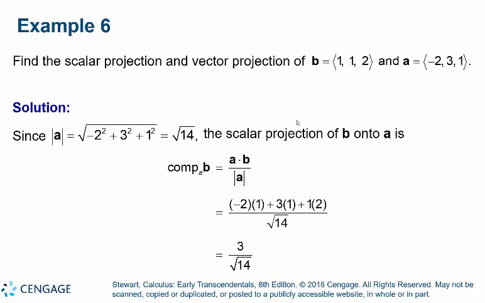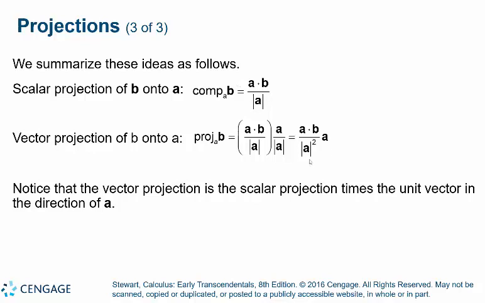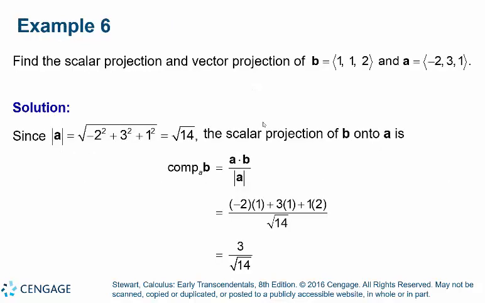All right, let's just do an example here. Let's find the scalar projection and vector projection of B, which is the vector 1, 1, 2, onto the vector A, which is negative 2, 3, 1. So the first thing we're going to do, if you look back at all the formulas here, is that you need the magnitude of A. So I'm going to find the magnitude of vector A. Following the formula, the magnitude is equal to the square root of 14.